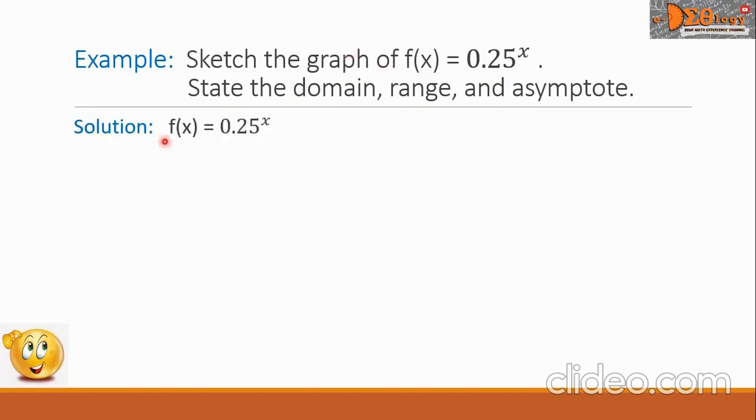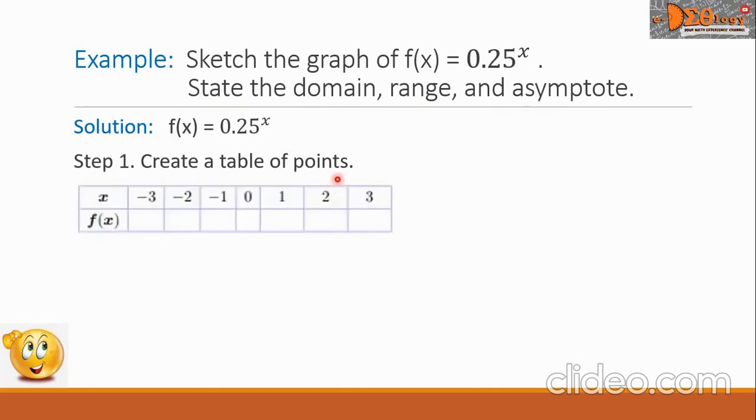Let us write the problem down here. Let us go now to step 1. That is to create a table of points. Here is our table. For the x values, we put 0 here and 1, 2, and 3 on the right of 0, while negative 1, negative 2, negative 3 on the left side of 0. So we have here 7 values for x.